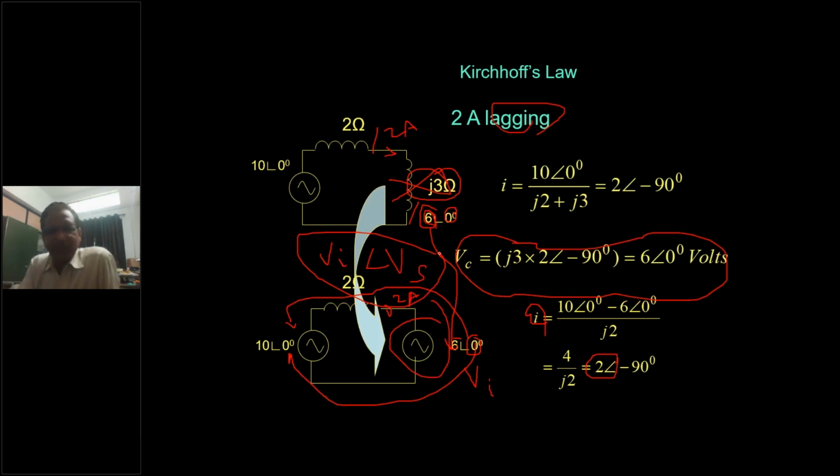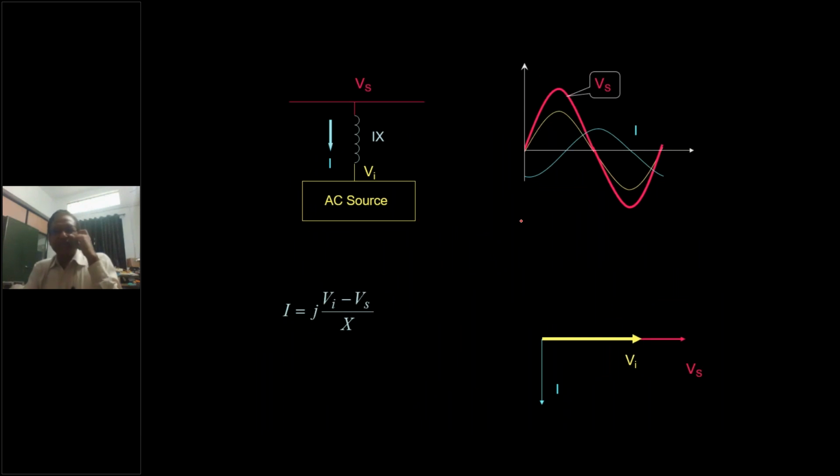Now come to the next point. See here, this is the Vs voltage and this is the Vi voltage. If I draw the phasor diagram, this is the Vs voltage, and this is the Vi voltage. So Vi plus this is the I into X voltage, the voltage across the inductor. So the Vi voltage plus the voltage drop across the inductor is equal to the supply voltage. And you will see this current is lagging by 90 degree.